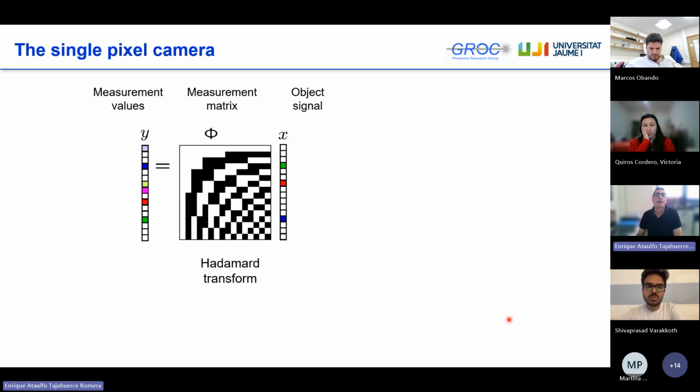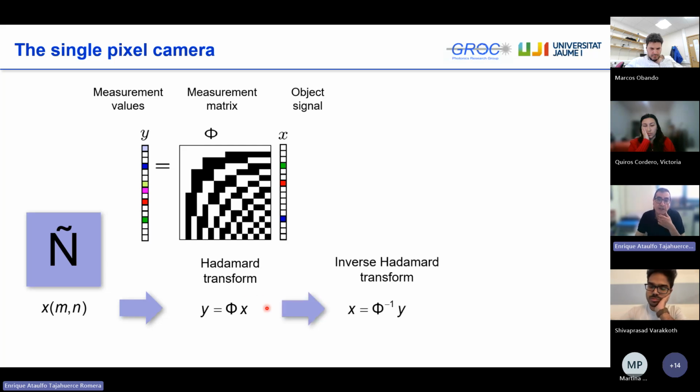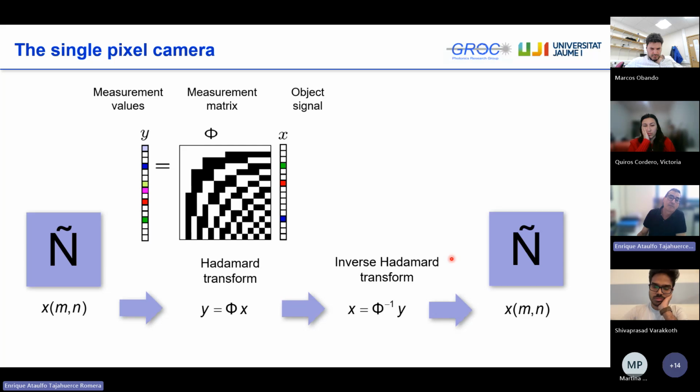If we use Hadamard patterns to scan the object, which is a special orthogonal transformation, in fact, we are doing a Hadamard transform of our object, so the image of the object can be easily recovered by performing an inverse Hadamard transform of our measurement.